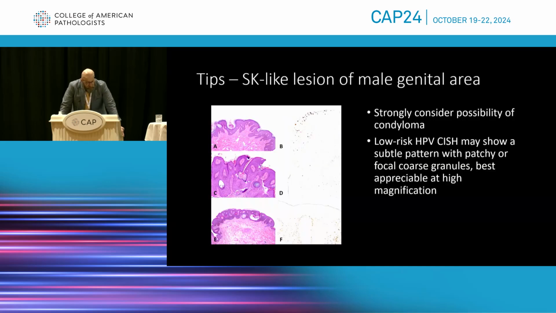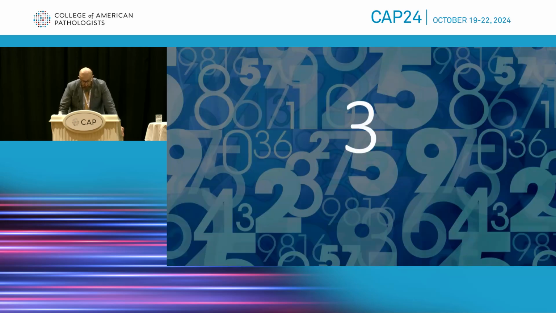So when I encounter something that looks like a seborrheic keratosis on the male genital tract, basically my approach is to strongly consider the possibility of condyloma, and if the clinical impression is in keeping with that, perhaps just outright diagnose it as a condyloma. And just something to keep in mind, if you do have access to the low-risk HPV CISH probes, it may be subtle to notice a positive reaction. So you may want to look at high magnification for some of these subtle granules.